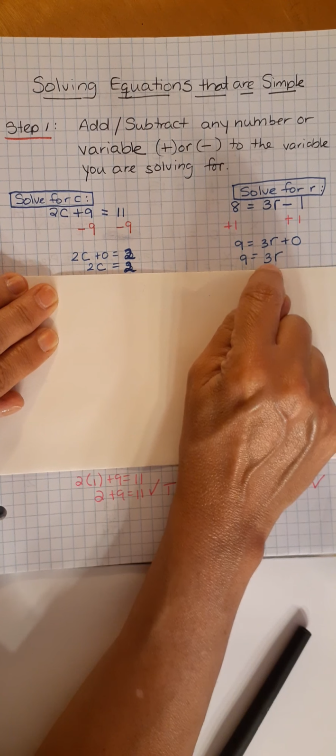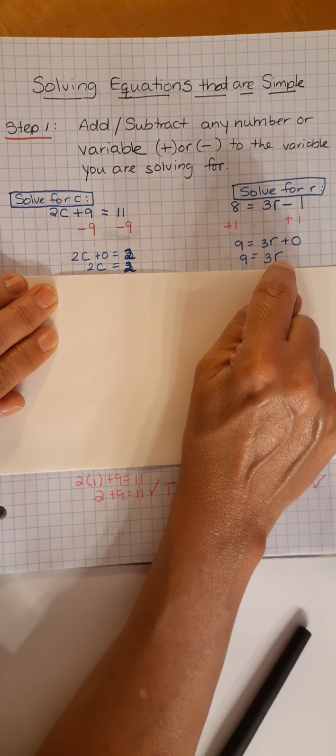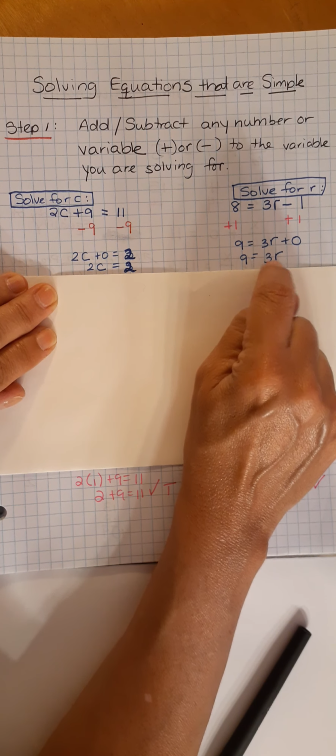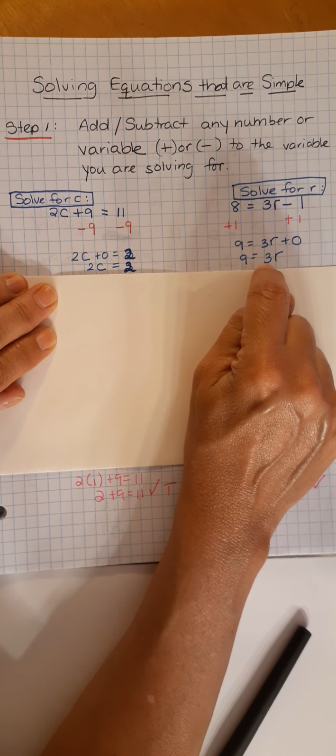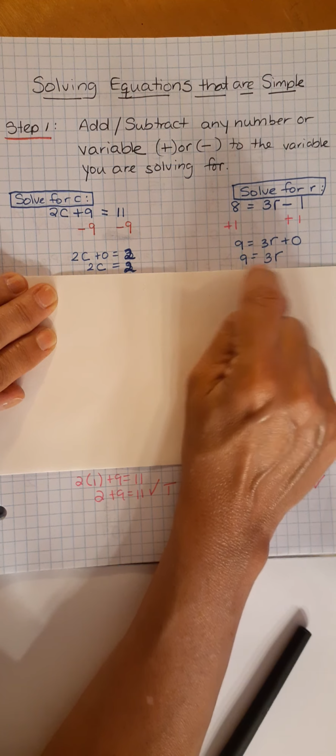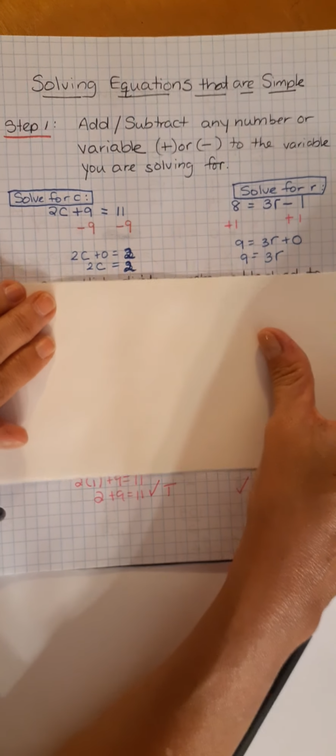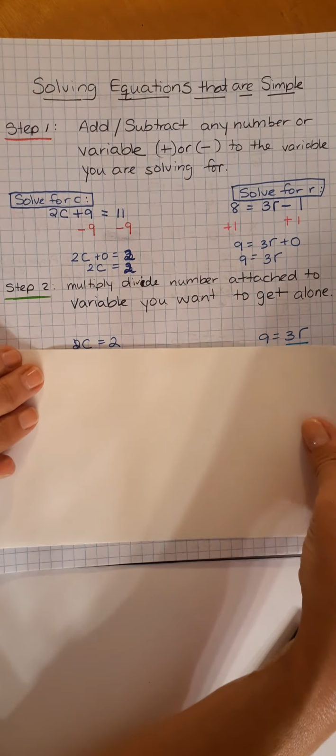In this case, I have 3 times r, and I want to get that r alone. I don't need to isolate the variable. The opposite of 3 times is divided by 3. So I'm going to do that to both sides, divide by 3. And here goes.